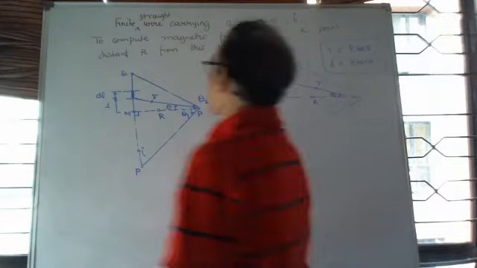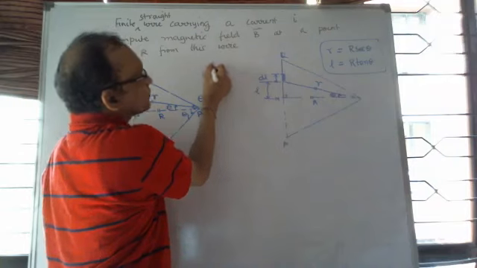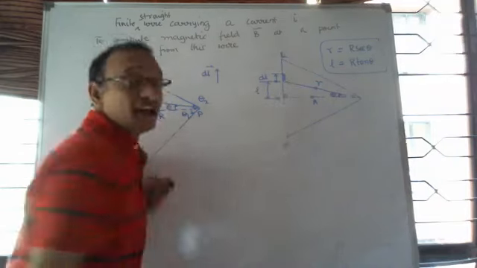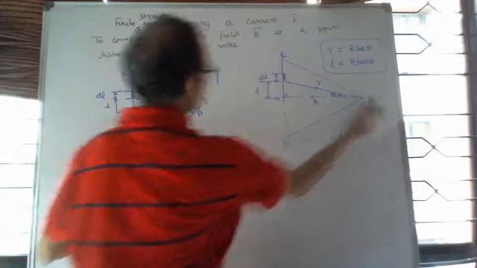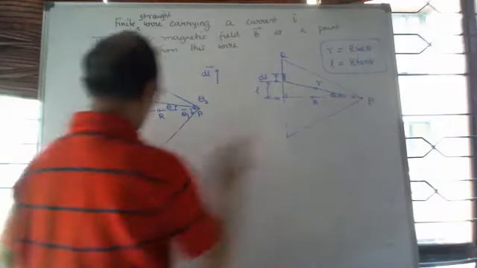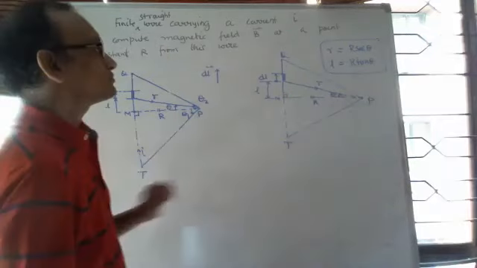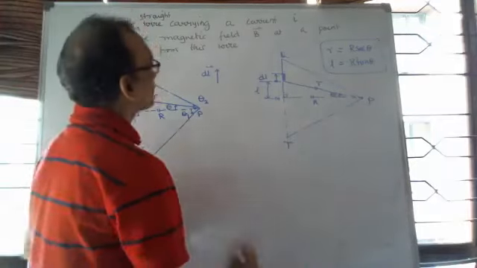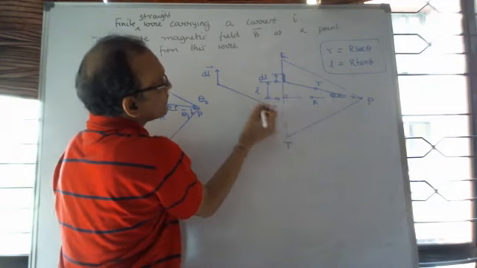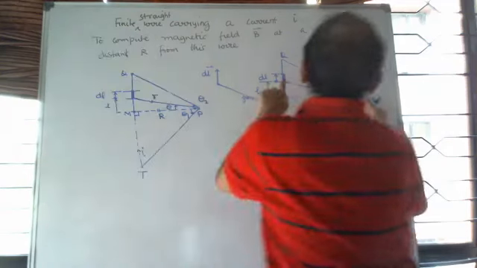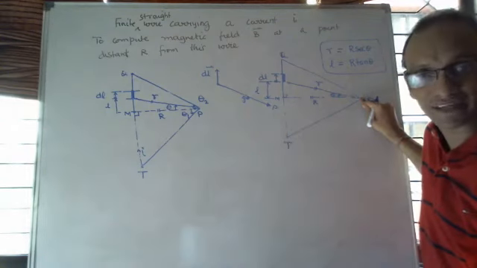Now, this dl, its direction is upwards. dl is always selected in the direction of the current. Let's call this point something else, not P. We took R, we took S, call it T, because I've selected this point. This was dl at this point. This is the point P and this is the vector r. This is dl, as you can see. This is the vector r, which is locating the point where I am trying to compute the magnetic field.